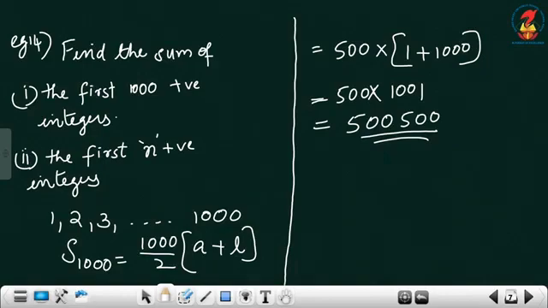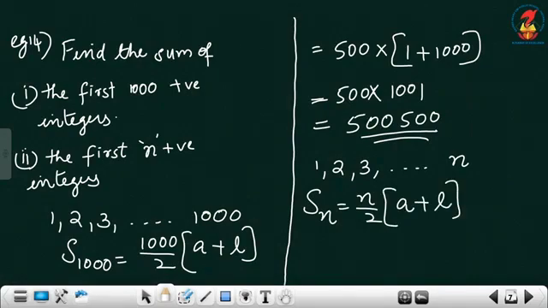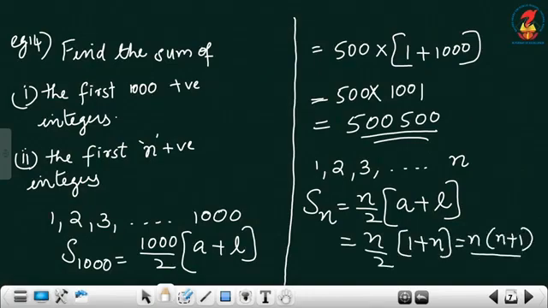So next is the first n positive integers. n positive integers means 1, 2, 3, etc., n. So n terms are there. So Sn is equal to n by 2 into first term plus last term, which is equal to n by 2 into 1 plus n. So it is equal to n into n plus 1 by 2. This we can take as a formula to find the sum of first n terms.